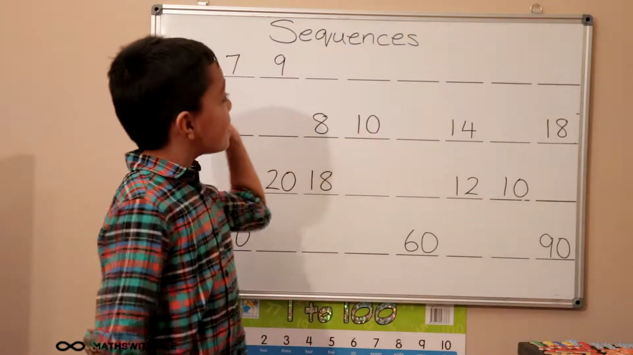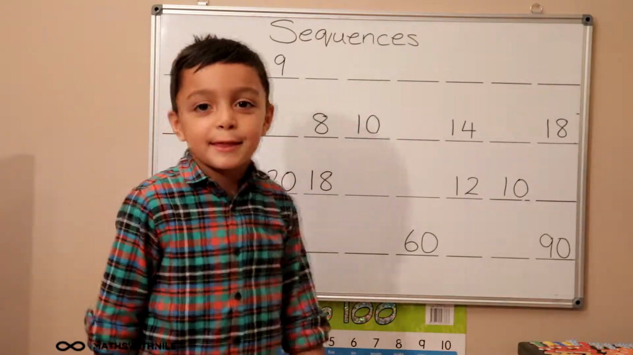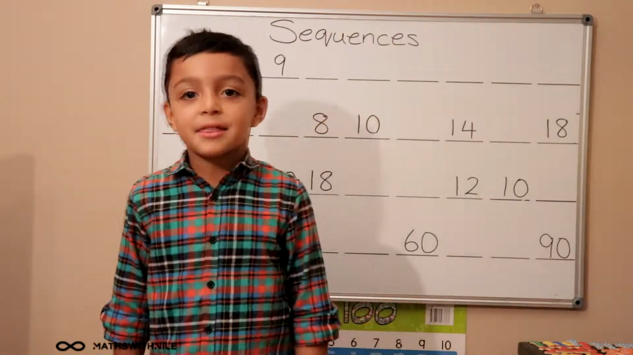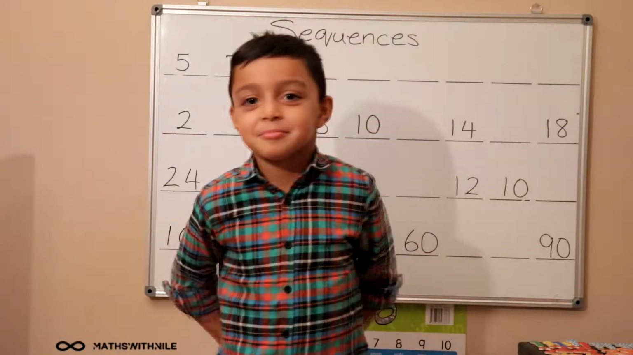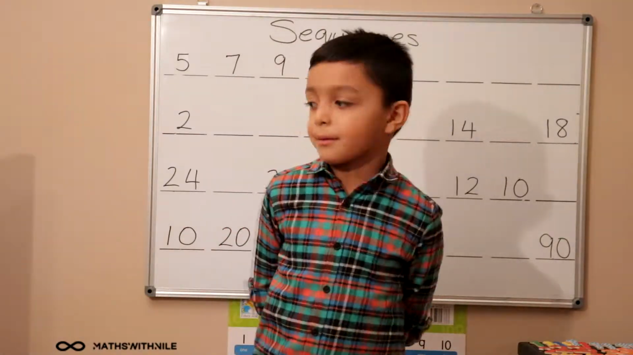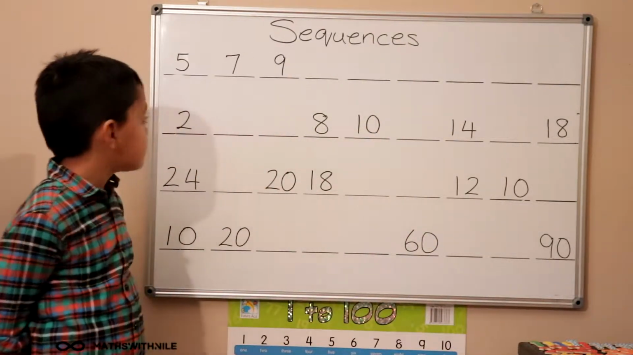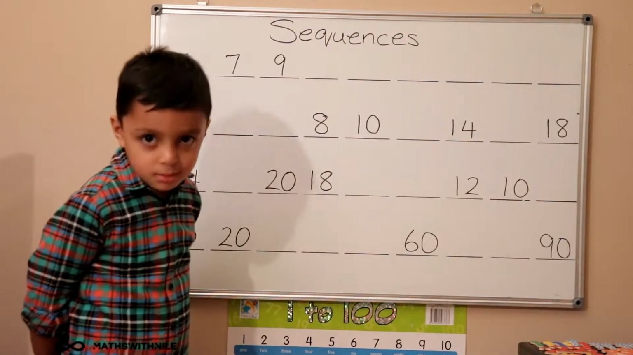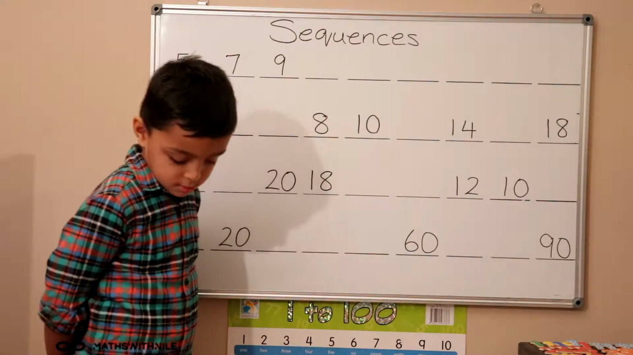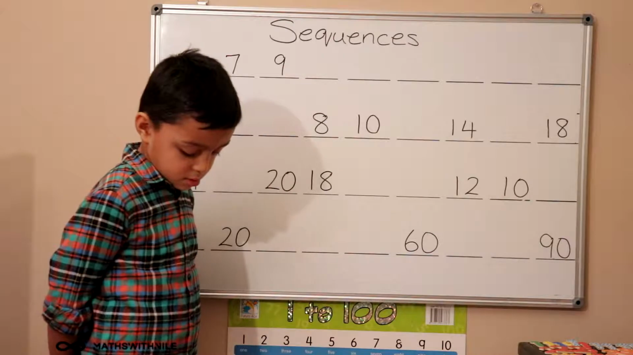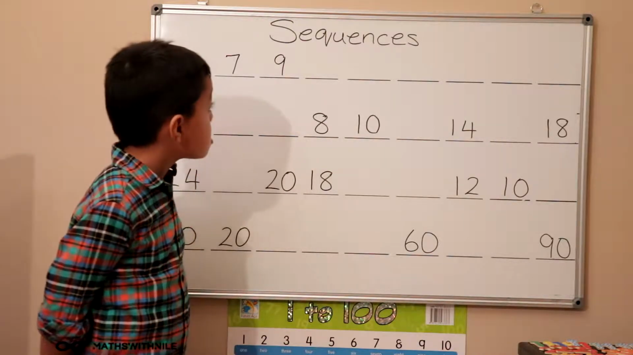Today we're learning sequences. And what's a sequence, Nile? It's like a repeated pattern. Okay, let's look at the first question at the top. So we have to fill out the empty slots. We need to put numbers in there. So we have a few numbers already started first. Can you tell us about those numbers?